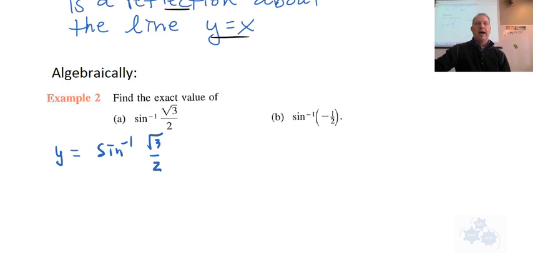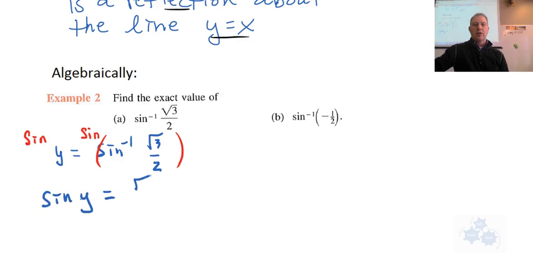But what we've done in the past in order to get rid of a sine to the negative 1 is we would take the sine, because remember, these are inverses of each other, just like 5 and 1 over 5 could be considered inverses. You multiply them to get the unitary value. So you take the sine of both sides. And this then becomes sine of y equals root 3 over 2. And this should be something that's familiar to you.